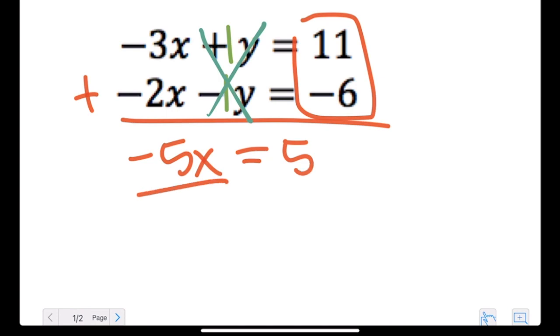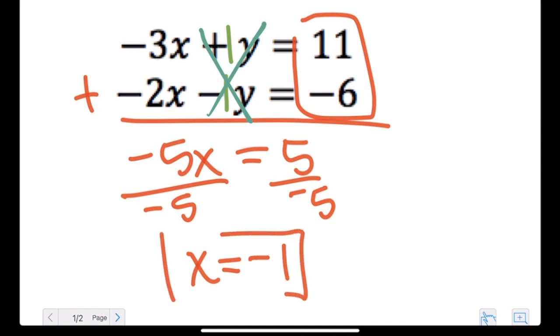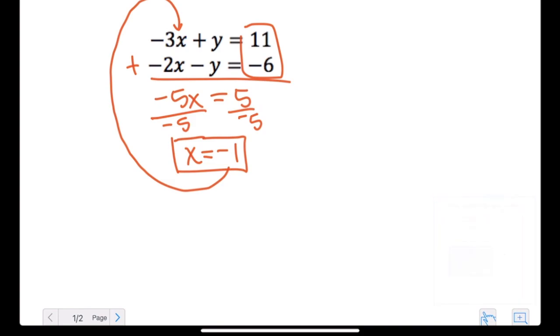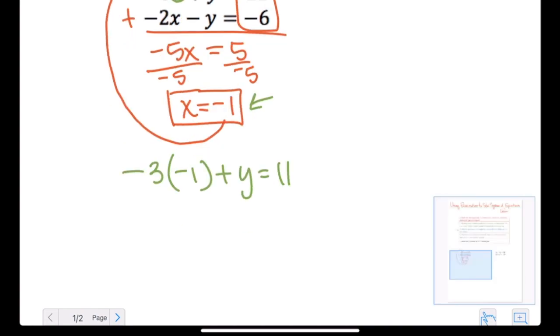Now we have an equation that we can solve by just dividing both sides by -5. And we find that the value of x for the solution of the system is -1. So remember, we're not finished because the solution to a system is an ordered pair. So at this point, what we need to do is exactly what we did when we were doing substitution. We're going to plug in, and I'm just going to use the top equation. You're going to plug in the value for x back into one of the equations and then solve for y. So instead of -3 times x, I'm going to say -3 times -1, and then plus y is equal to 11. Notice all I did is I replaced the x value with what I found the x value was.